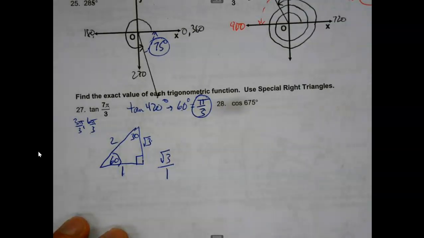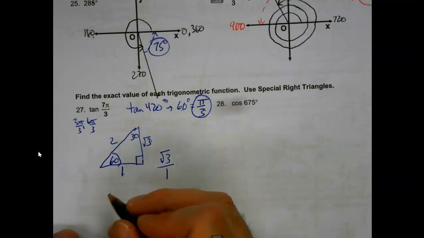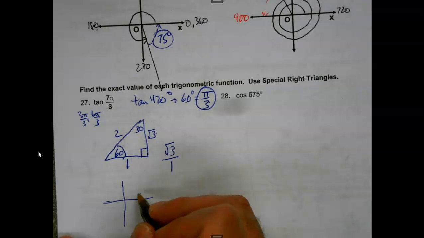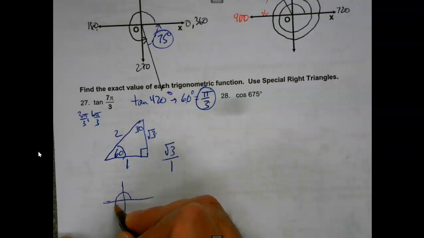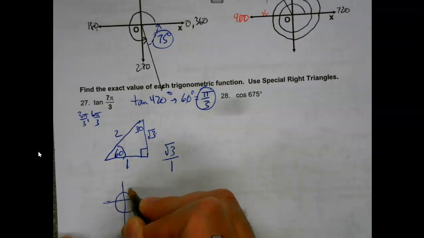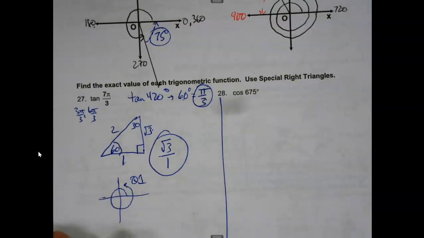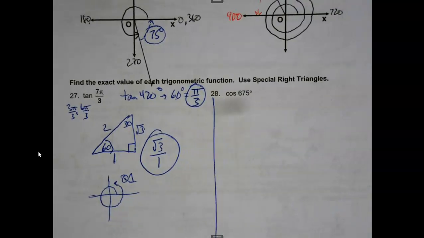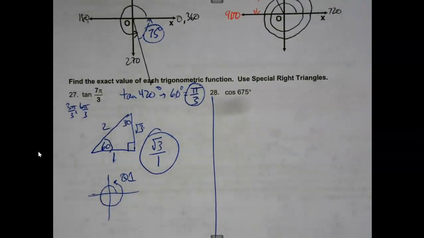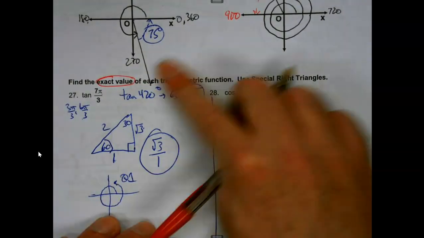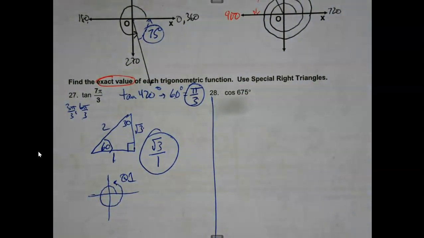And then I just got to think for a minute. I'm like, okay, what quadrant am I in? So 420, 90, 180, 270, 360. So 420, I'm in quadrant 1. Everything's positive in quadrant 1. So that's how I know that it's going to be positive versus negative. Okay, again, the exact value means no decimals. Don't even think about it. Silly people. All right.